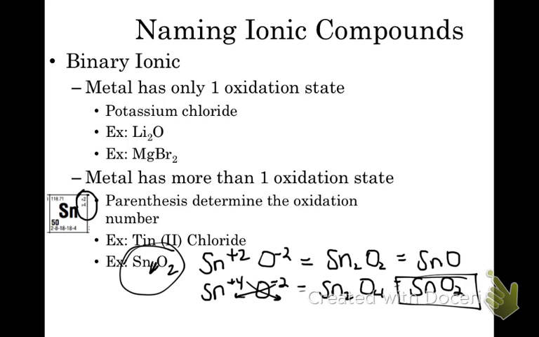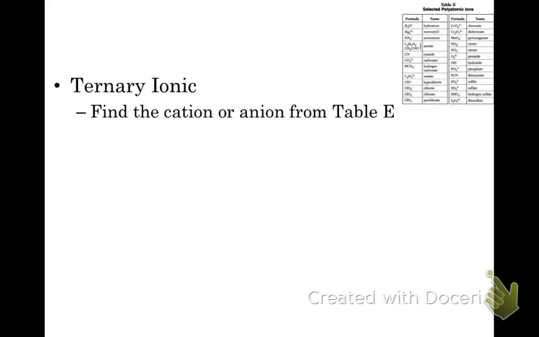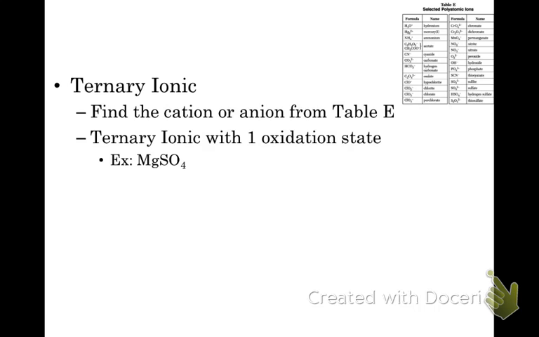Sorry. Alright. The other ones that we have are with ternary ionic compounds. So this is when we have more than 2 atoms in here. One of which has to be positive, which is the cation, and the other one has to be negative, which is the anion. I'm going to use table E to check to see if any of them are listed up there. So, for example, if I have a ternary ionic with one oxidation state, here's MgSO4.